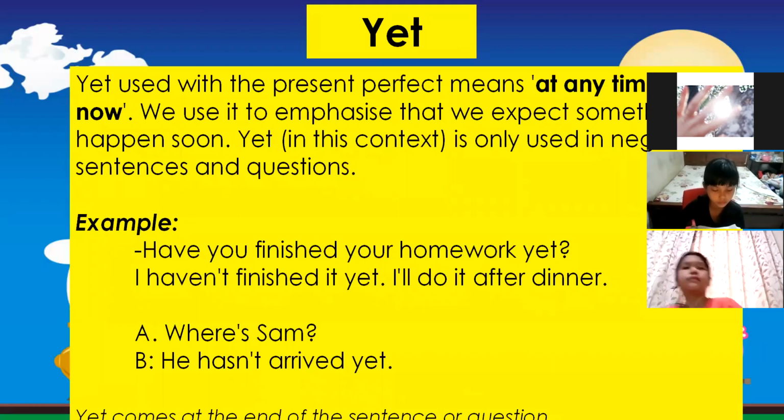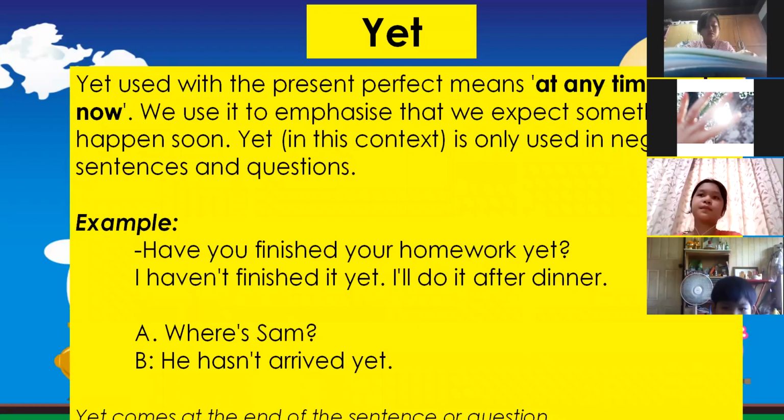Okay, next let's proceed to the word yet. Everybody say yet. Okay. Yet is used with the present perfect and means at any time up to now. We use it to emphasize that we expect something to happen soon. Yet in this context is only used in negative sentences and questions.